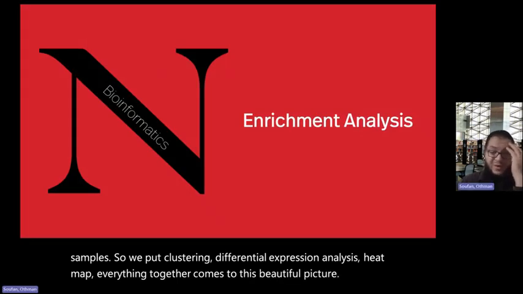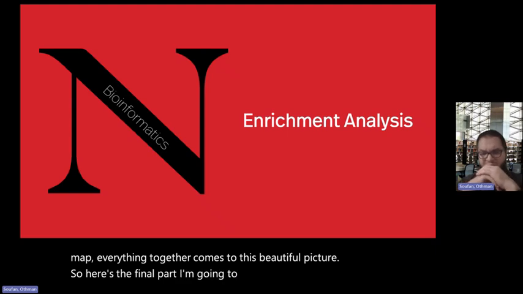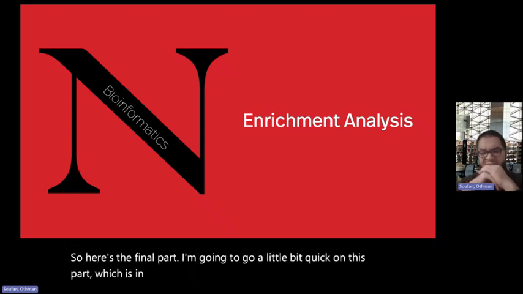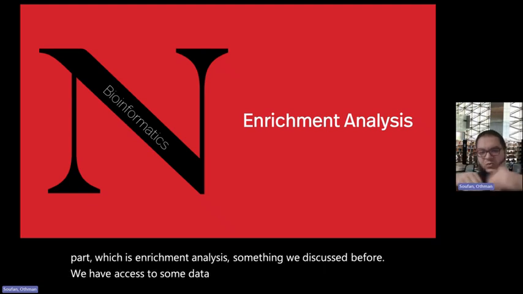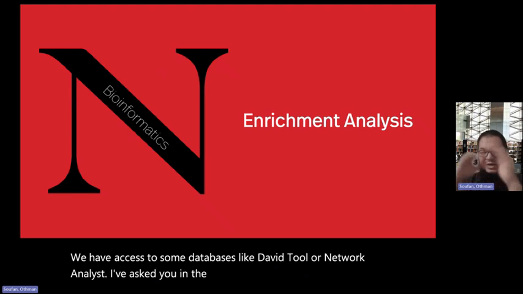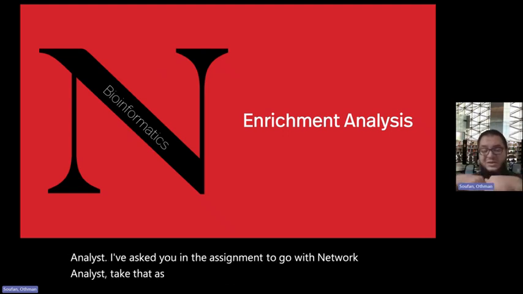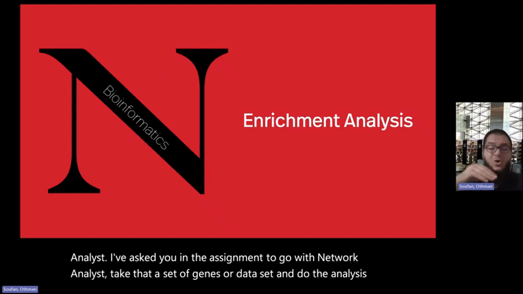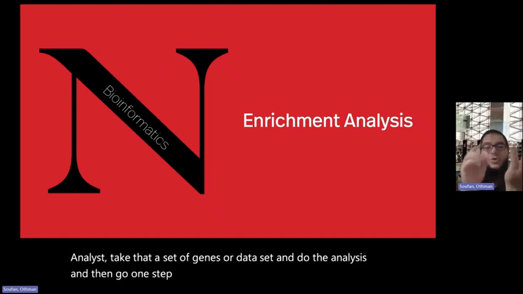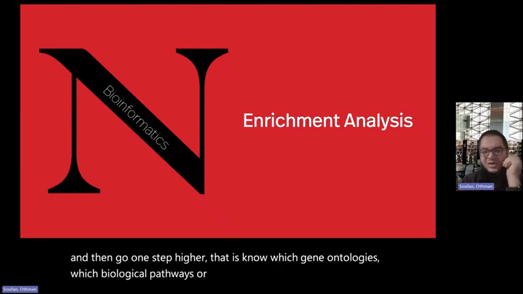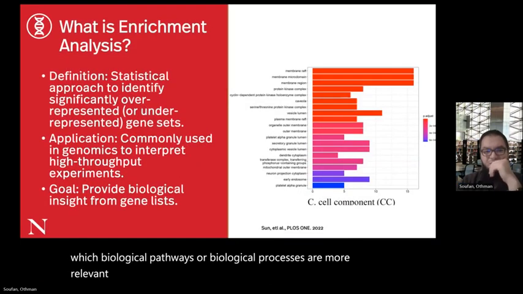So here's the final part. I'm going to go a little bit quick on this part, which is enrichment analysis, something we discussed before. We have access to some databases like DAVID tool or NetworkAnalyst. I've asked you in the assignment to go with NetworkAnalyst. Take the set of genes or data set and do the analysis, and then go one step higher. That is, know which gene ontologies, which biological pathways or biological processes are more relevant to us.